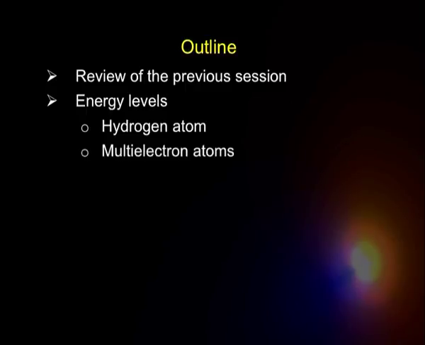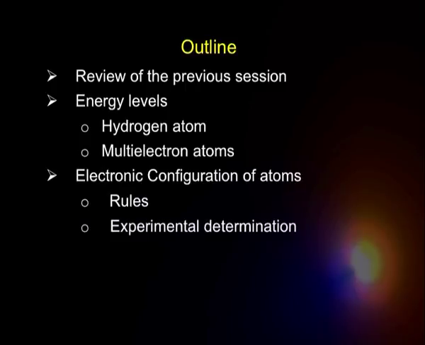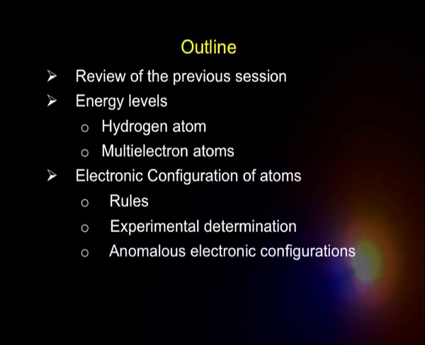Then we will try to see how the two are different. Then we will come down to the electronic configuration, that is, the distribution of electrons amongst these energy levels. In this context, we will talk about the rules which determine them and also bring in the experimental determination of electronic configuration of atoms. Thereafter, we will take up certain anomalies, that is, certain electronic configurations which do not conform to these rules.